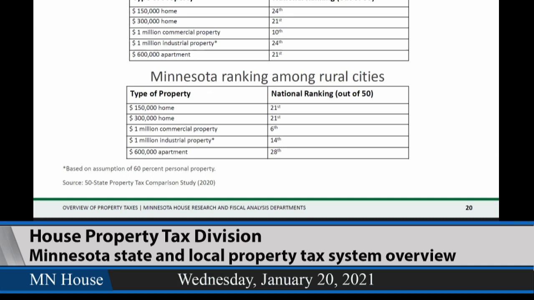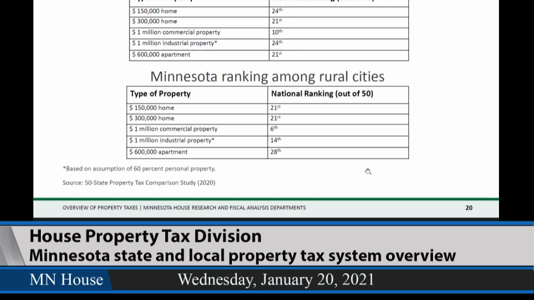So the ranking for urban cities that you see here is based on property taxes paid in Minneapolis. For property taxes paid by homes, Minnesota's about middle of the pack, a little bit higher for homes valued at $300,000. For a $1 million commercial property, Minnesota is ranked 10th in the nation. For a $1 million industrial property, that ranking drops down to 24th. And then for a $600,000 apartment in urban cities, Minnesota is ranked 21st in the nation.